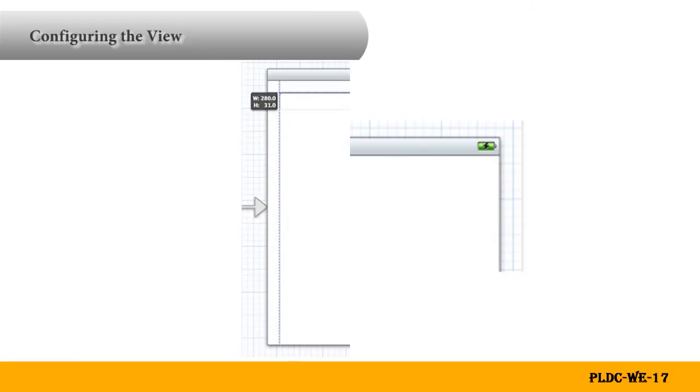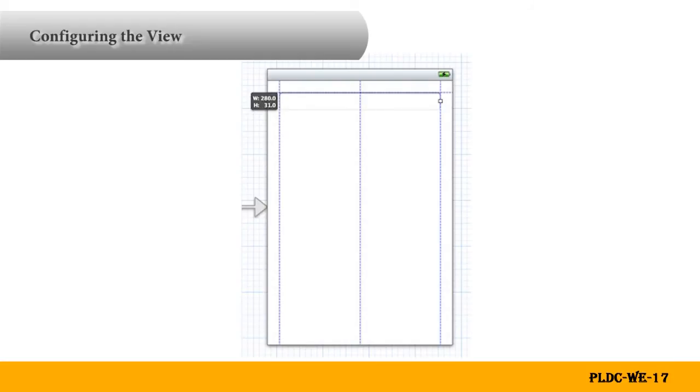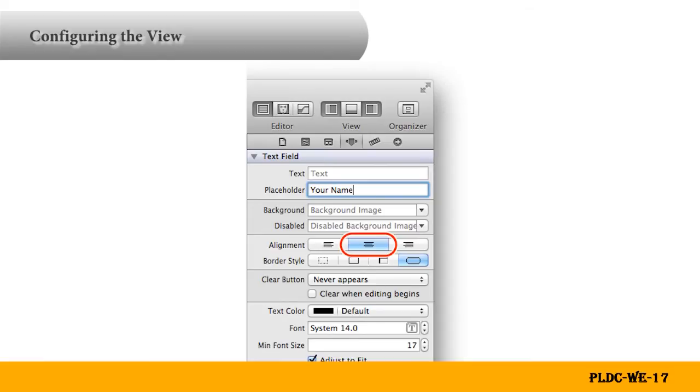Drag the text field's right resize handle until the view's rightmost alignment guide appears. Stop resizing the text field when you see something like this. With the text field still selected, open the Attributes Inspector, if necessary. In the placeholder field near the top of the text field Attributes Inspector, enter the phrase "your name."